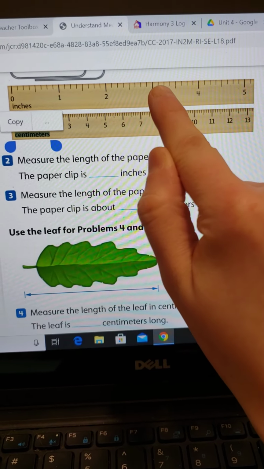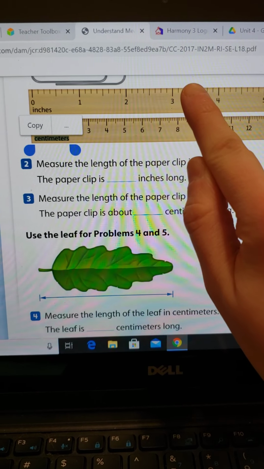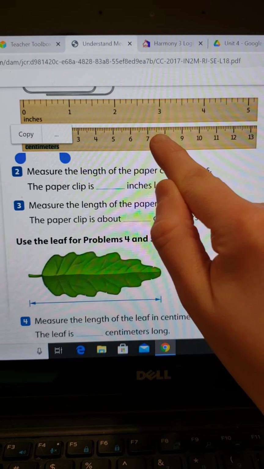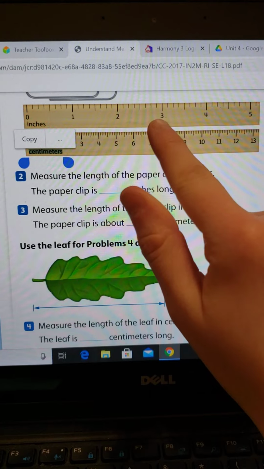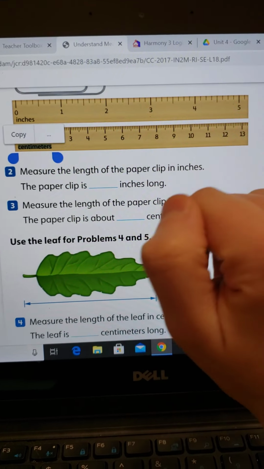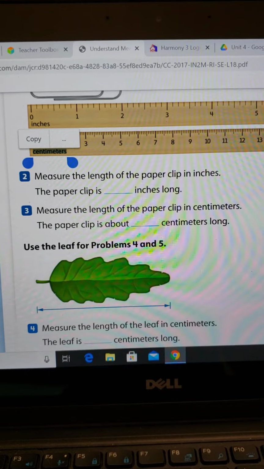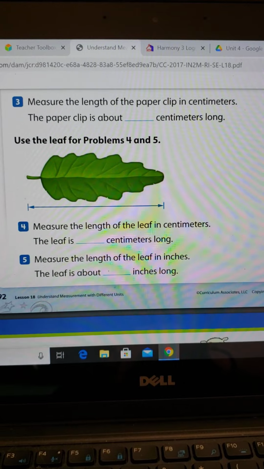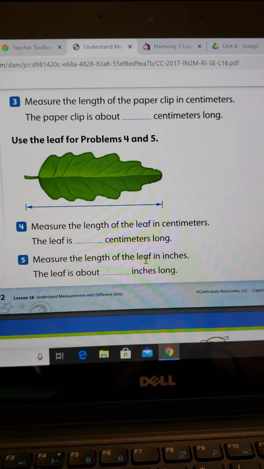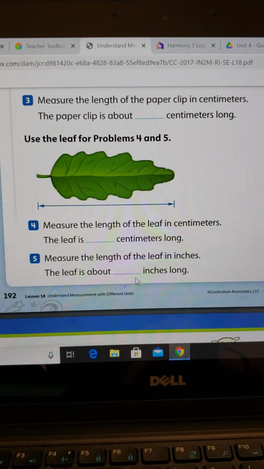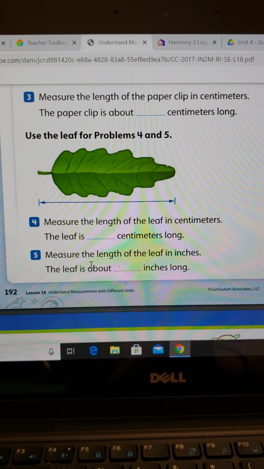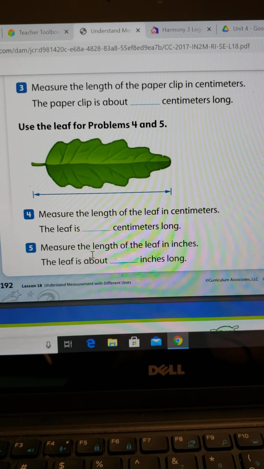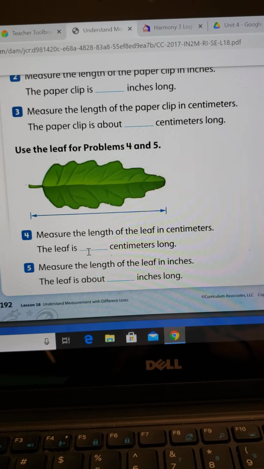If I go up on my inches, what is this closer to? This line right here. If I were going to draw a line and make the 8 all the way up here, is the 8 going to be closer to the 3 or is it closer to the 4 inches? Yeah, it's a lot closer to the 3, isn't it? So I can say that the length of the leaf in inches is about 3 inches long. Okay, so like this word right here, about, it means it doesn't exactly line up with the 8, but it's a lot closer. I mean, not the 8, the 3.